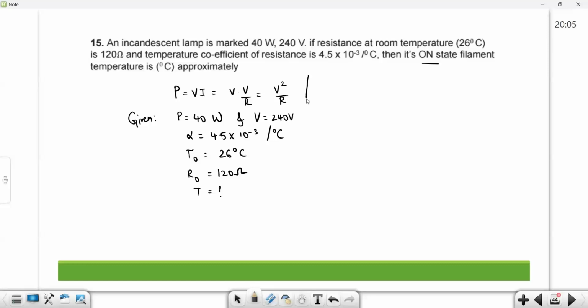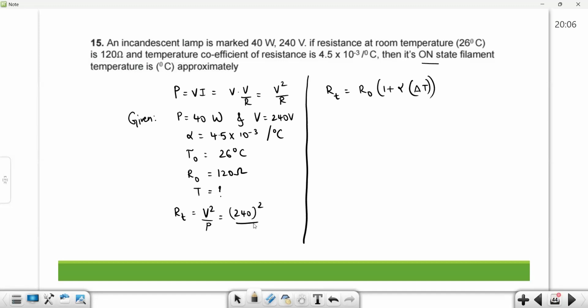Clear? It is very simple. You know what is the value of RT? RT is equal to R naught into (1 plus alpha into change in temperature). Let it be delta T. You can find RT from the lamp ratings. R is equal to what? P is equal to V square by R. If you send R to the other side and P to this side, then R will be V square by P. It is 240 square by 40.